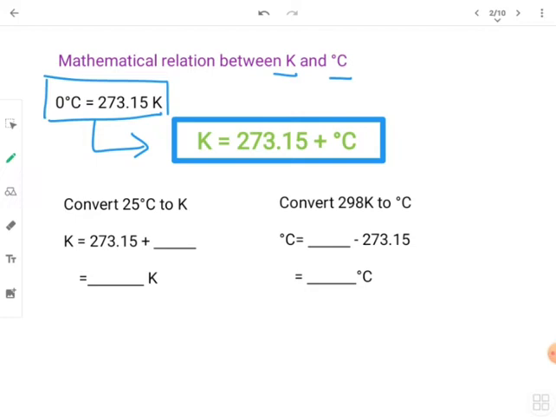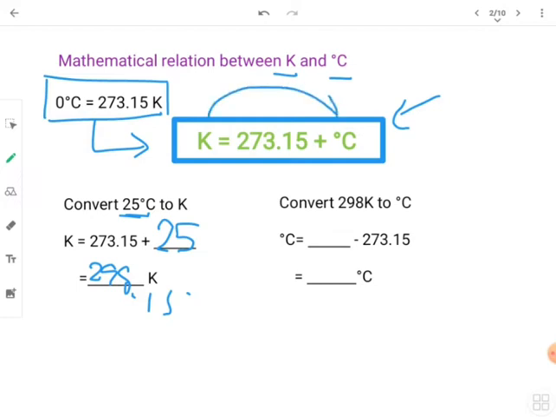That means if you are given, for example, to convert 25 degrees Celsius to Kelvin, you simply need to substitute this 25 degrees Celsius into this equation. And obviously when you do that, you will get K is equal to 273.15 plus 25 degrees Celsius, and you would get something equal to 298.15 Kelvin.